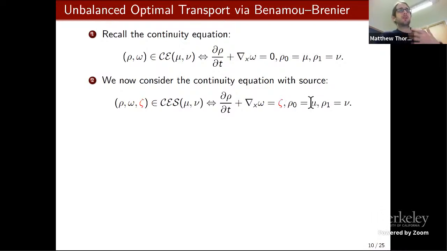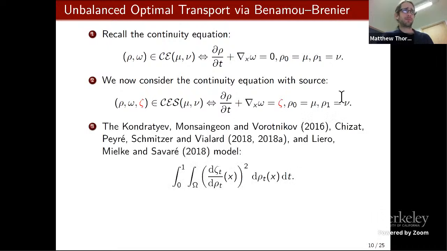The question now is, of course, we have to penalize zeta in some way. Otherwise, you would never do any transport. You would just do creation and destruction. So what's the right way to add the source term? Perhaps there isn't a right way, but there are maybe some ways that are more natural than others.